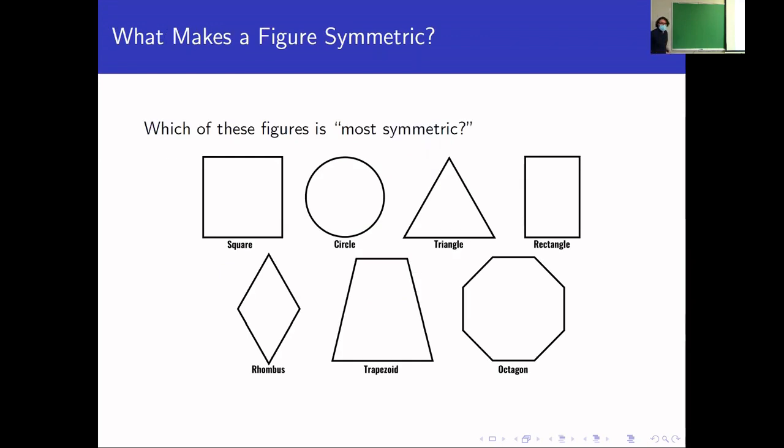So let's just start out with a question. What makes a figure symmetric? I've got figures here, and without me telling you what I mean by most symmetric, which figure is the most symmetric? Circle. Okay, so Emma says the circle. Anybody disagree with that? I do. What do you think is the most symmetric? The square? Okay, so you think the square is the most symmetric. Any other ideas?